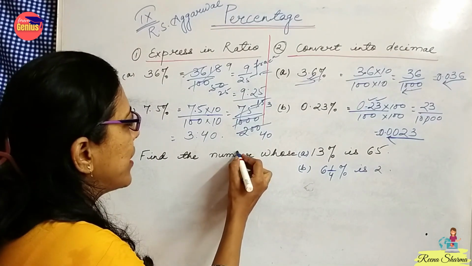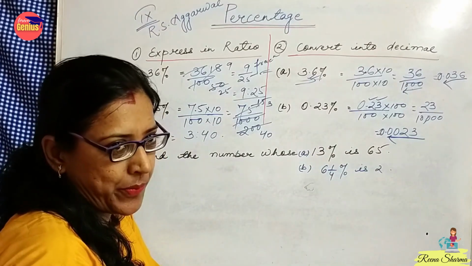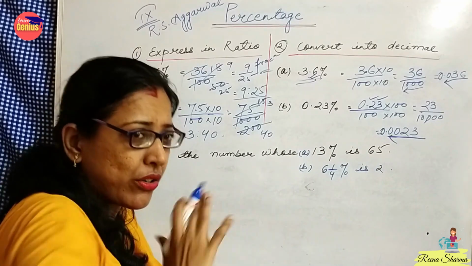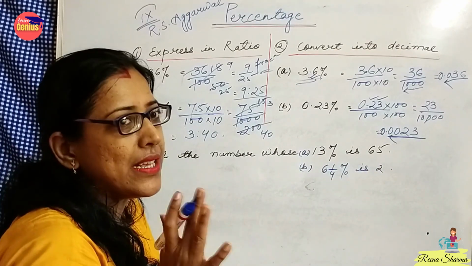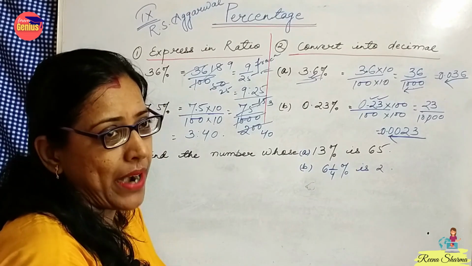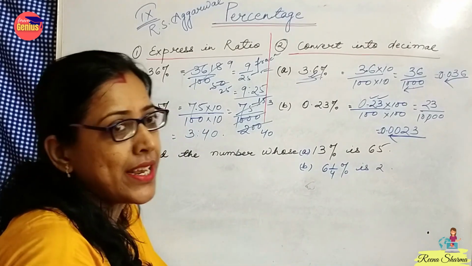See one more question. Find the number whose 13% is 65. I told you a very easy trick. When this type of sum comes, what do we have to do? We will always take it into unitary format. If you do it in unitary format, this will be very easy.